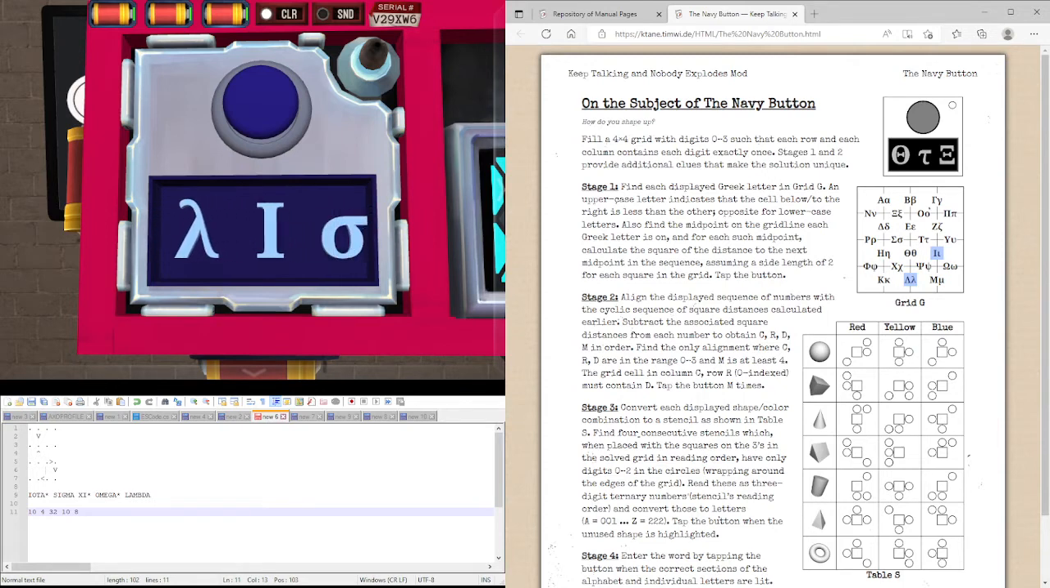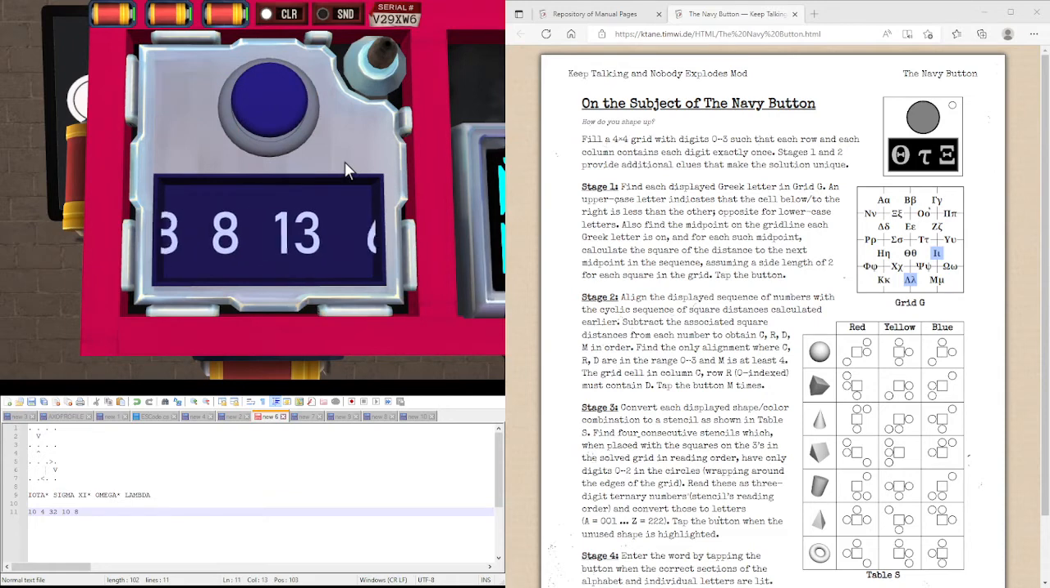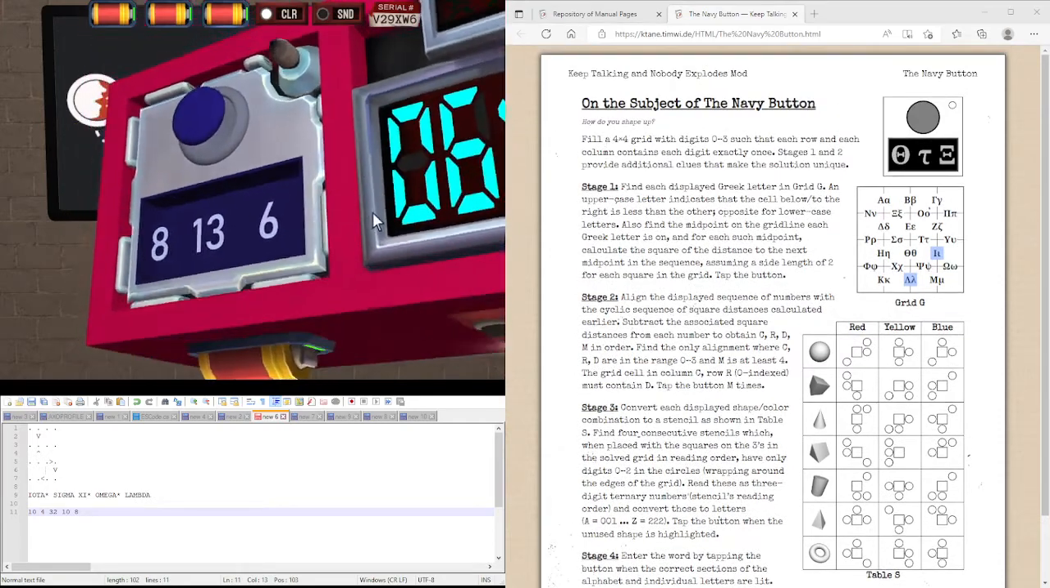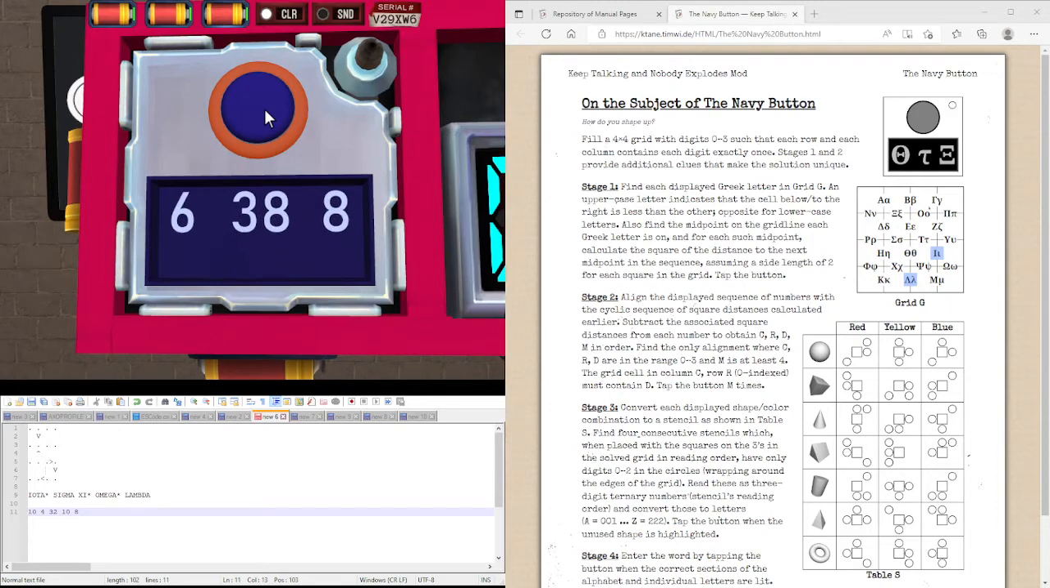1, 2, 3, 4, 5. Yes, so there is meant to be 5 distances here. So now we've got to tap the button. Remember, similar to Blue and Azure, if you miss something, you hold the button and reset the module. So let's tap the button.